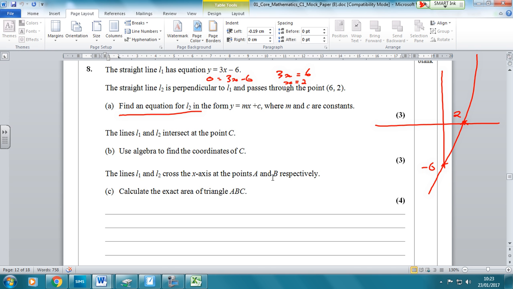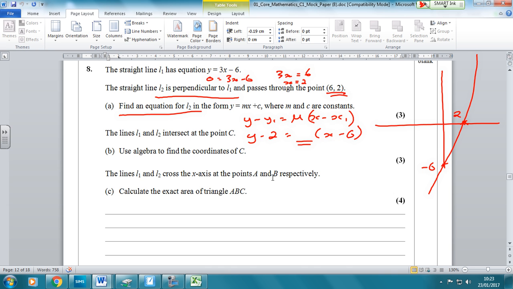So as soon as it says find an equation, the first thing we're going to do is write down y minus y1 equals m(x minus x1). Now we need 2 pieces of information. We need to know a coordinate that it goes through. It tells us that's 6, 2. That's going to be y minus 2 equals m(x minus 6). But we need to know the gradient as well. And what we're told is that L2 is perpendicular to L1.